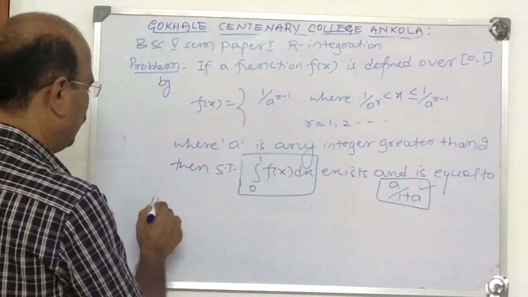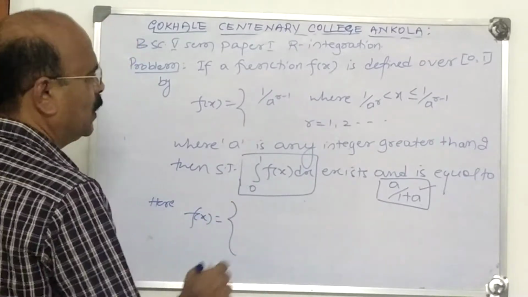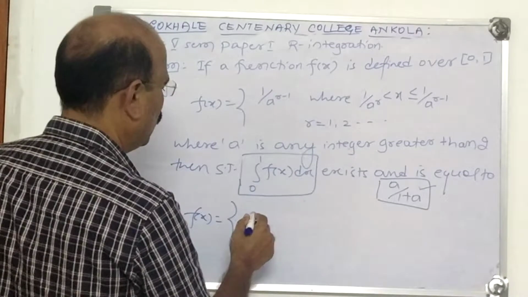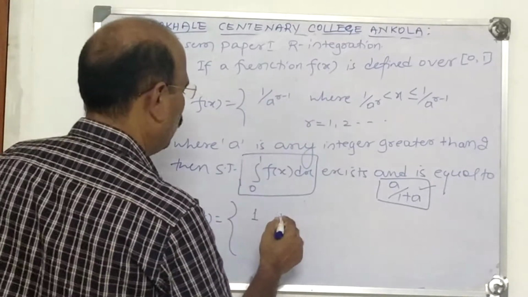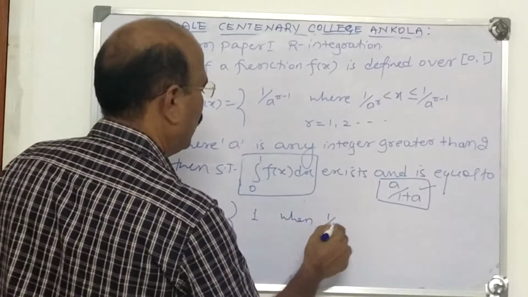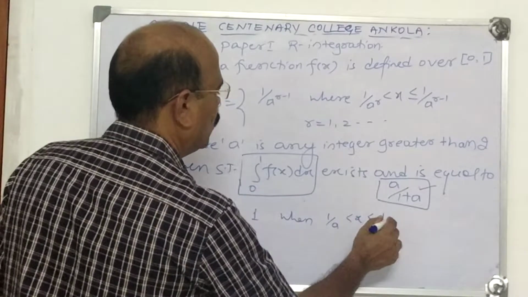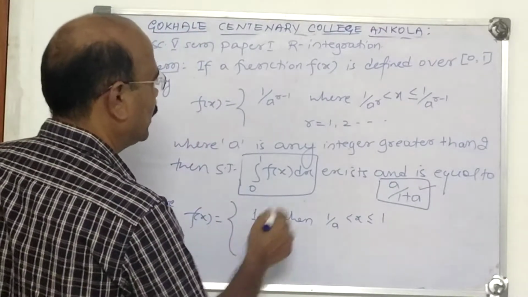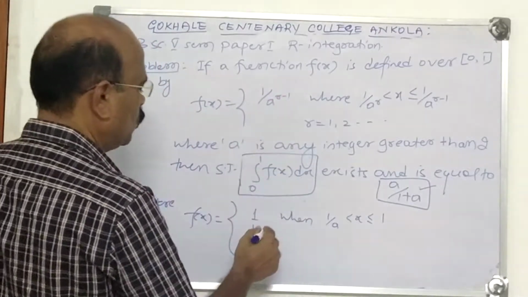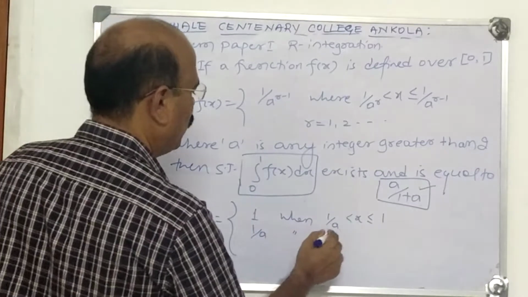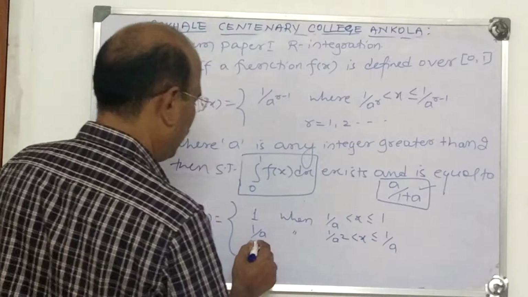How is f(x) defined? Here f(x) is like this. Take r is equal to 1. What do you get? f(x) becomes 1, when 1 upon a is less than x less than or equal to 1. Take r is equal to 2. f(x) becomes 1 upon a raised to 2 minus 1, 1 upon a, when 1 upon a square is less than x less than or equal to 1 upon a.